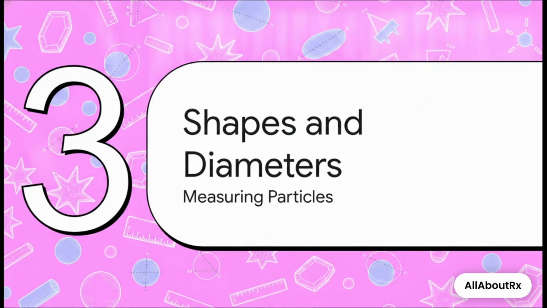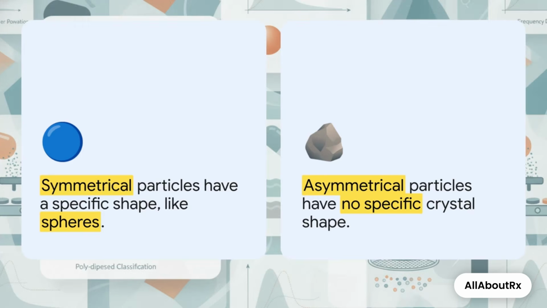Section 3, Particle Shapes and Diameters. Now you might be thinking all particles are just tiny little spheres, right? Well, not exactly. On one hand, we have symmetrical particles, which are often perfectly spherical. Because they have a specific crystal shape, it's incredibly easy to calculate their volume and surface area using just a simple mathematical diameter. But on the other hand, we have asymmetrical particles. These are irregular and lack any specific crystal shape. As that asymmetry increases, figuring out their exact surface area and volume becomes a highly complex mathematical headache.